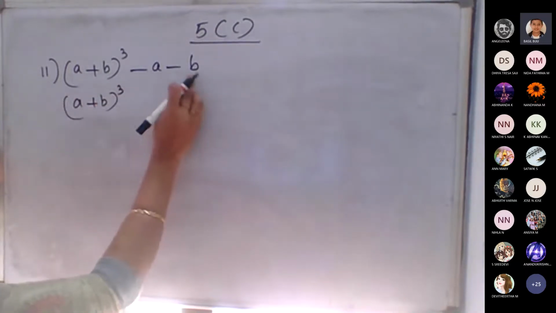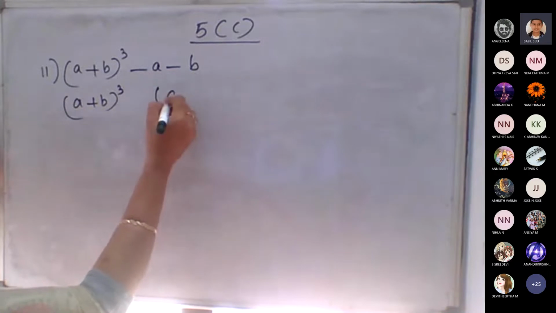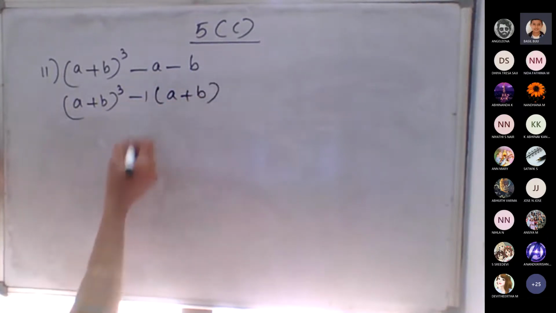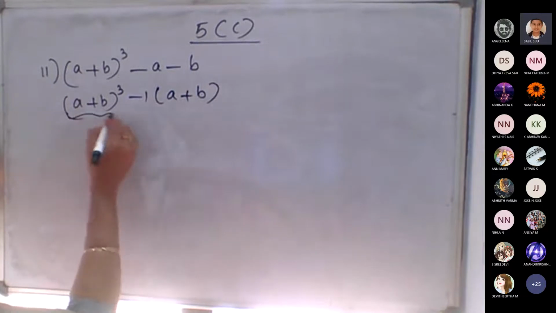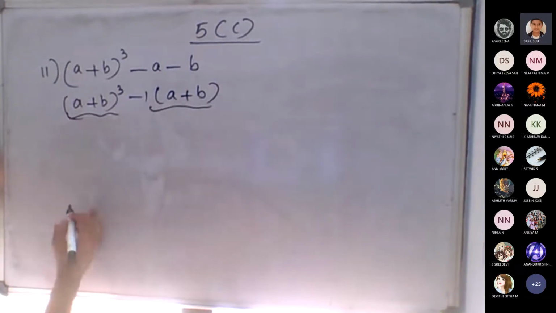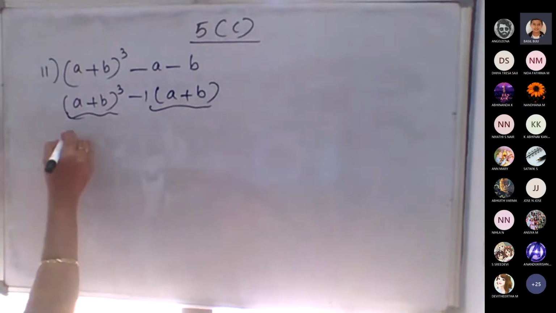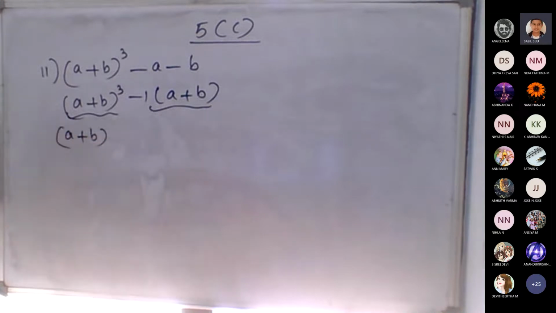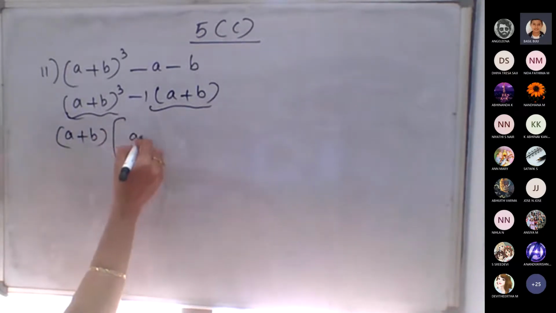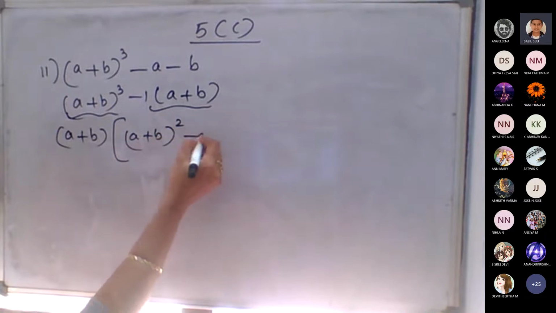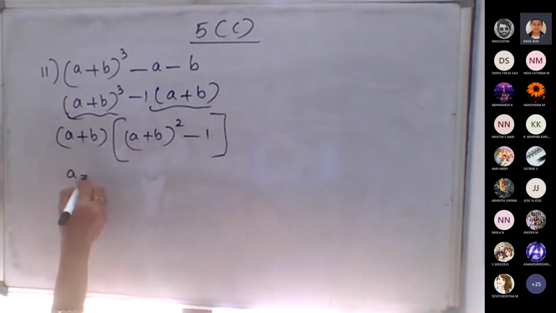So make this negative, a minus b as a plus b. How can we make it as a plus b? Minus 1, negative 1. Then from these two terms, which one we can take common? a plus b we can take. Then a plus b whole square minus 1.